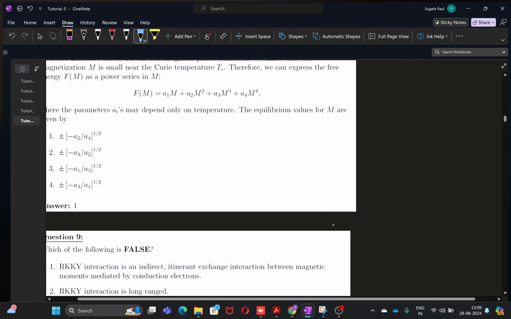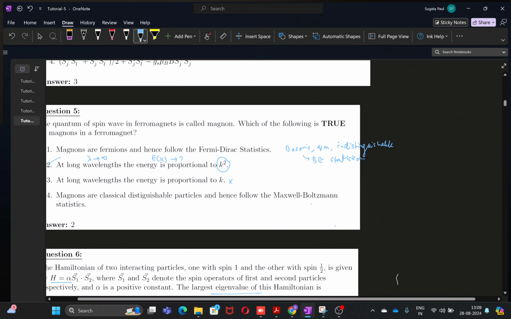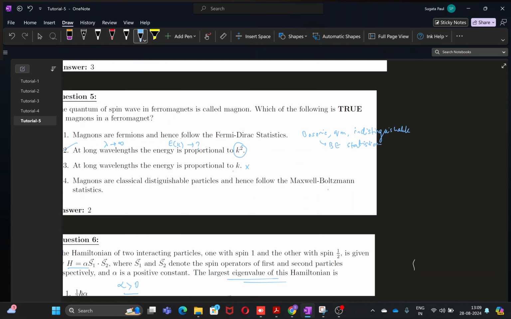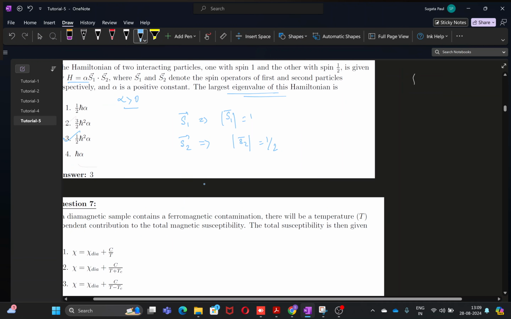So let us go back. Yes, so this is the correct option, that in the long wavelength limit the energy is proportional to k squared. That is what we got from the dispersion relation.